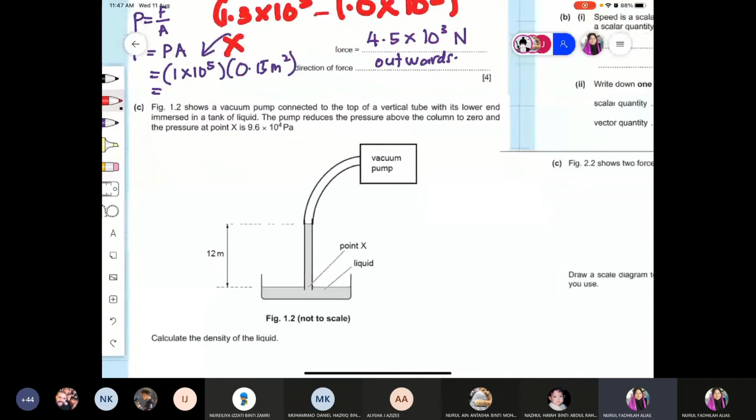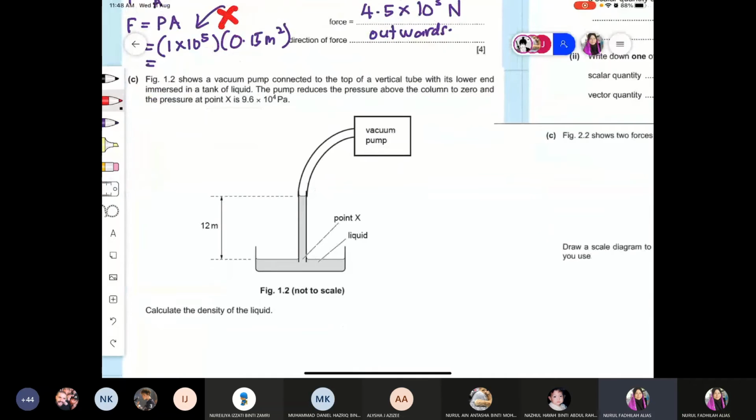Alright, so figure 1.2 shows a vacuum pump connected to the top. Okay, the pump reduces the pressure above the column to 0 and the pressure at point X is 9.6 times 10 to the power of 4 Pascal. So calculate the density of the liquid. So what's the density?